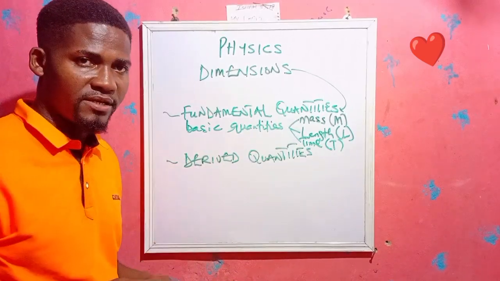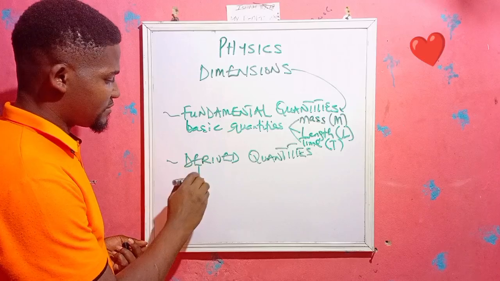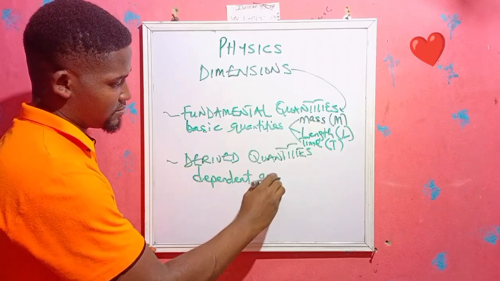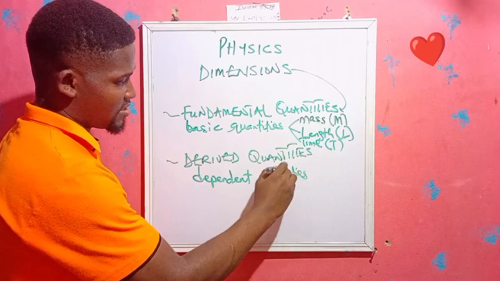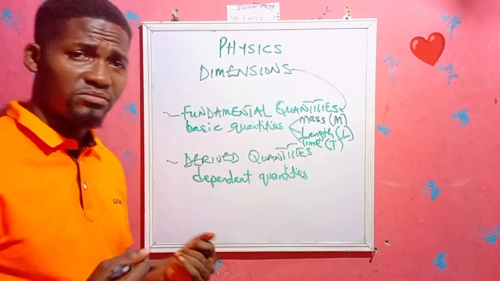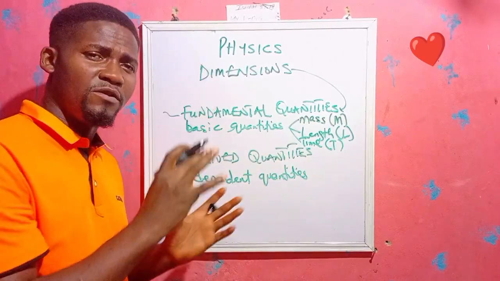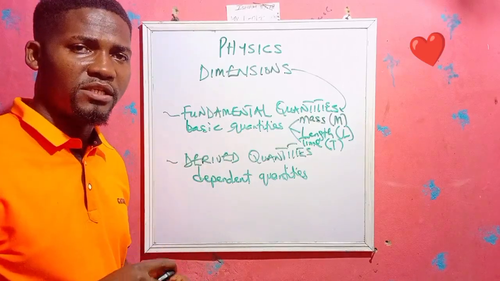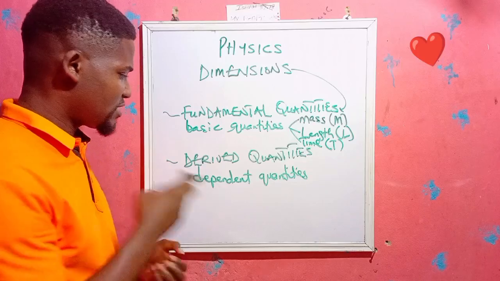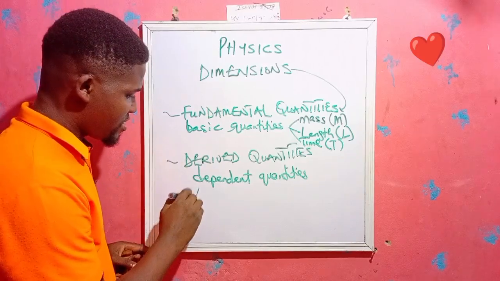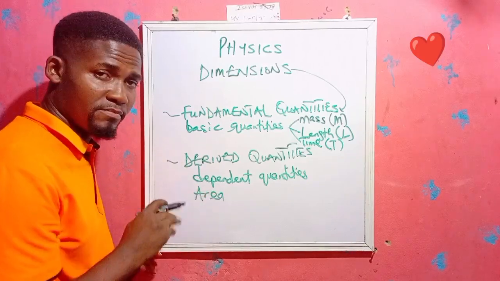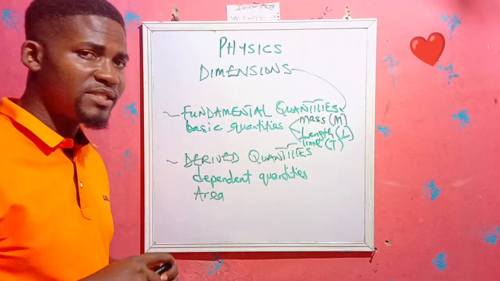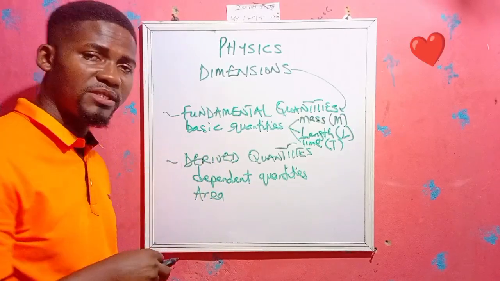Derived quantities here are dependent quantities. They can't exist on their own. They are formed by a combination of the fundamental quantities and the fundamental units. For example, we have area. We have a lot of them. Apart from the seven quantities that are fundamental, the other quantities are derived from the fundamental quantities.